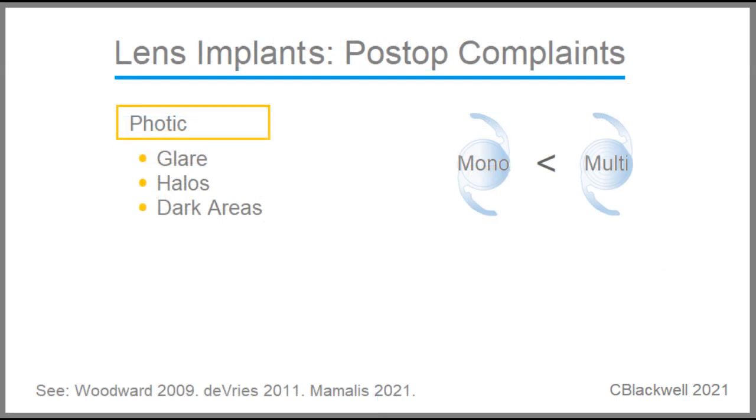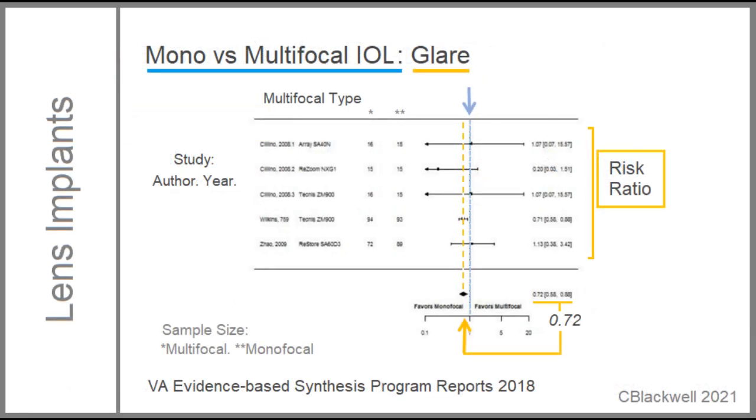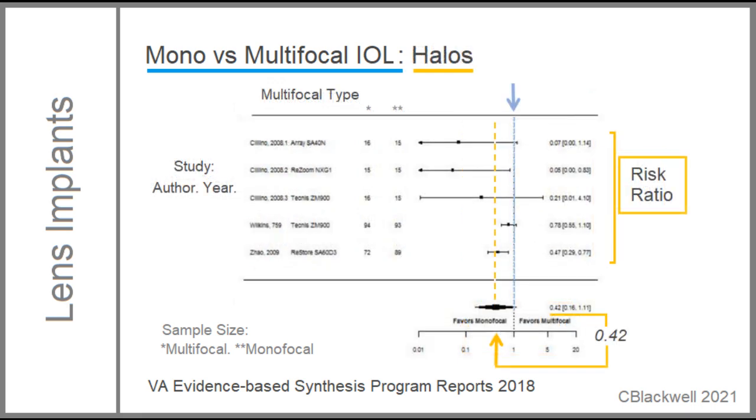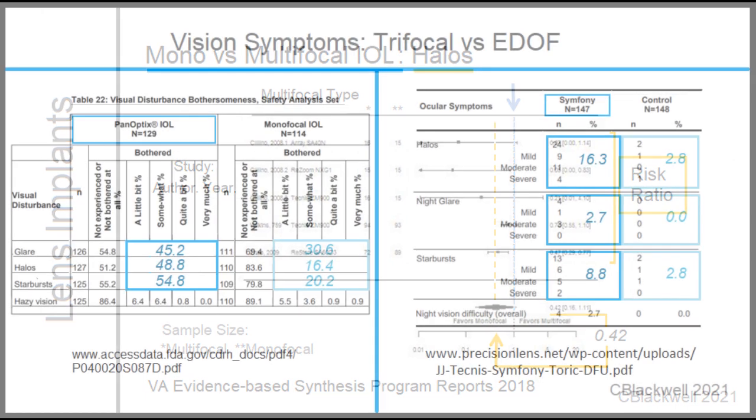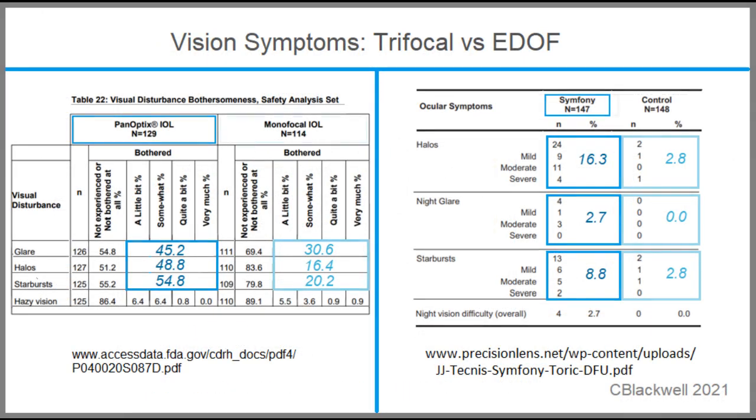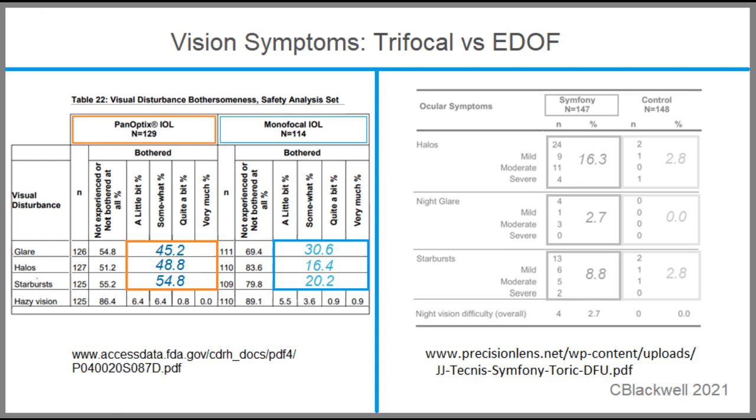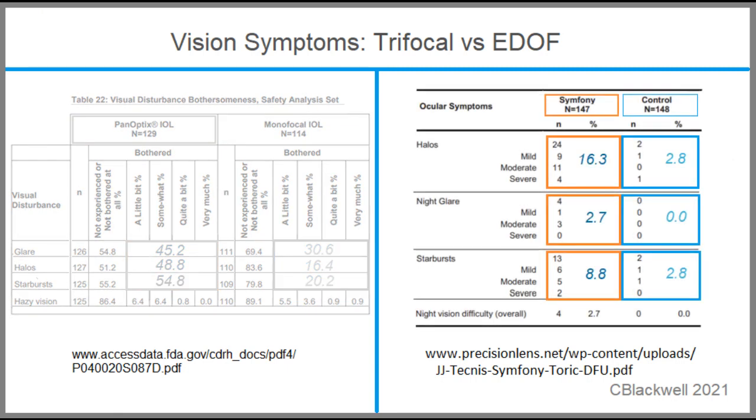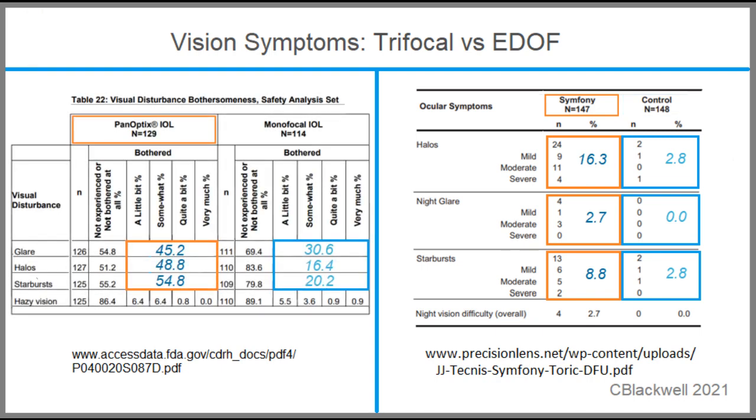Previously, we talked about visual symptoms with multifocals compared to monofocals. Regarding glare, the VA study found a little more with multifocals. Regarding halos, they also found a little more with multifocals. Returning to the manufacturer's data for their results, with the trifocal lens, about half the patients noticed some level of symptoms, notably higher than in the single vision lenses. For the EDOF lenses, symptoms are less. Again, the monofocal controls show more symptoms in the trifocal study than in the EDOF study, which raises the question about comparability of methods, but at least it gives us a ballpark estimate.